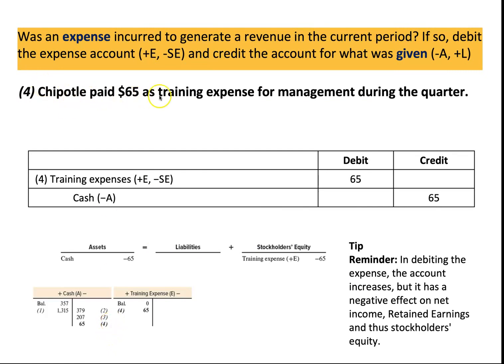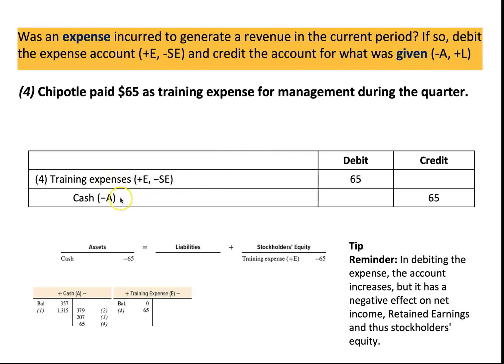The next example points to the idea of expense recognition. Chipotle paid $65 as training expenses for management during the quarter. So we ask ourselves, is this an expense? The answer is yes, because without proper training, the managers cannot perform their duty during the quarter. So it's an expense that matches the revenue for the period. We need to recognize the expense by debiting the expense. If you remember the rule, assets and expenses are increased by debiting those accounts.